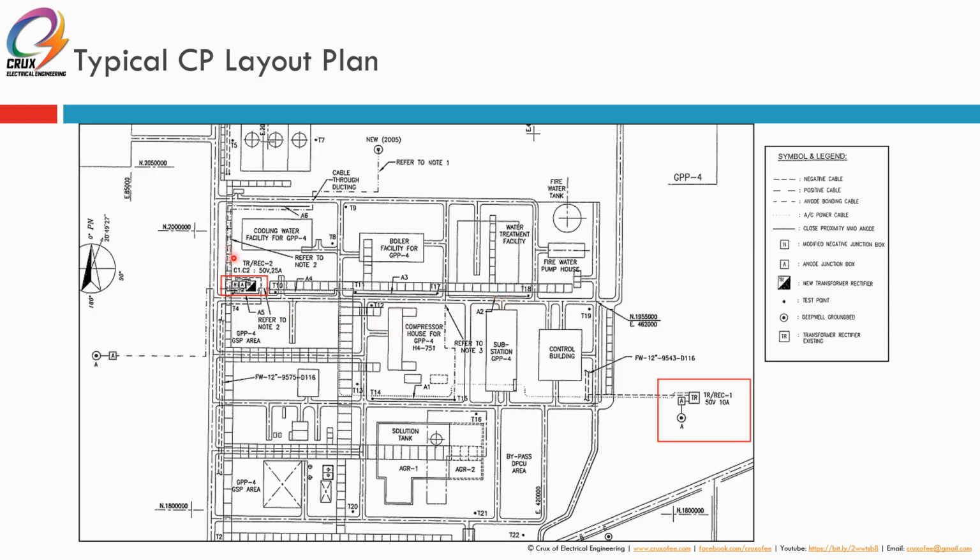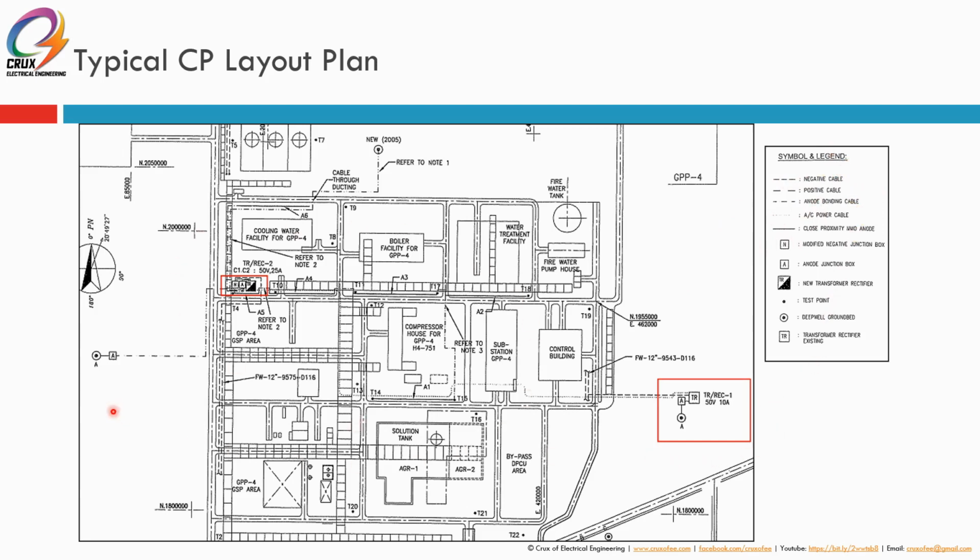So this is a typical cathodic protection layout plan. This is for a plant with underground fire water. You can see here fire water piping, cooling water piping. So there's a lot of underground piping going around throughout the plant. Normally the fire water uses carbon steel piping, with coating, epoxy coating normally.